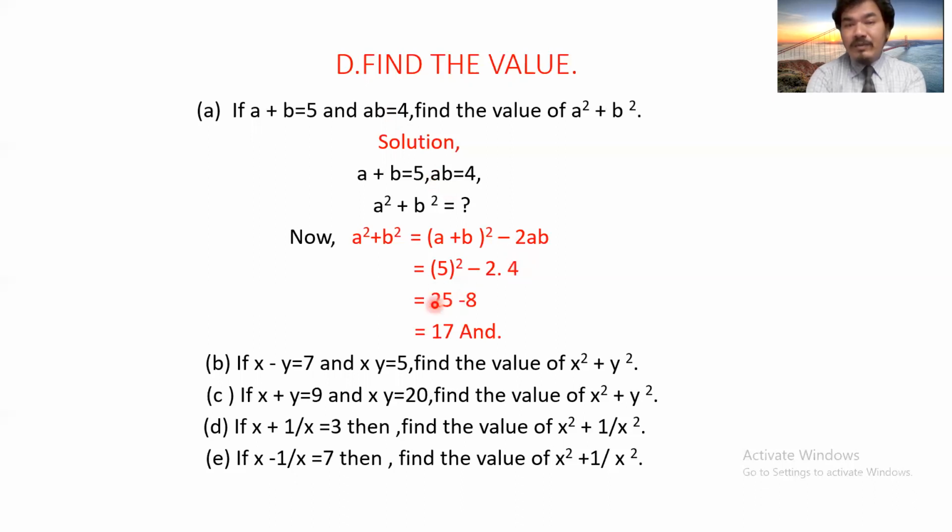Then 5 square is 25. This 25 minus 2 times 4, that is 8, and 25 minus 8 is 17. Once again, for a square plus b square: if a plus value is given in the question, use plus inside and minus outside. If a minus value is given, use minus inside and plus 2ab outside. Use that formula. Similar questions are asked here, and by a similar process you have to solve and find the values.